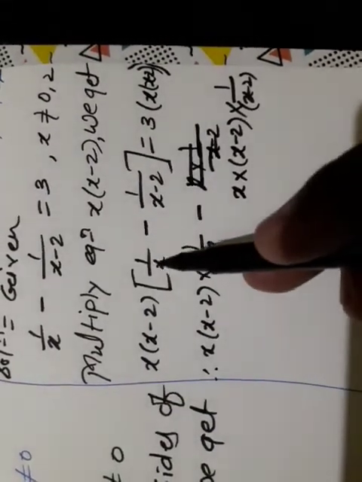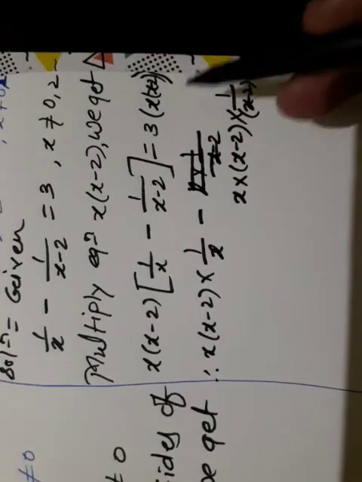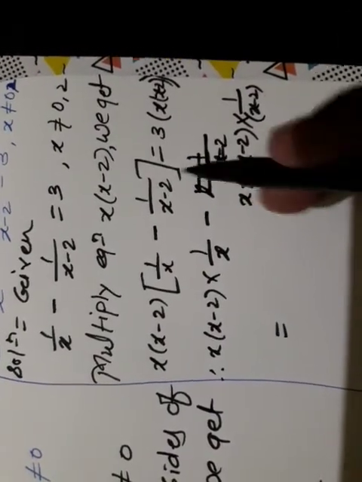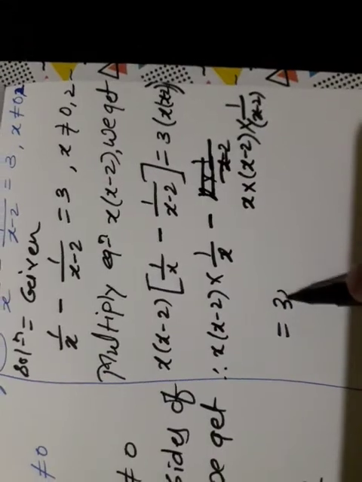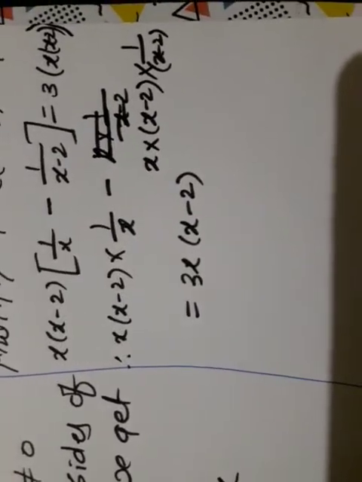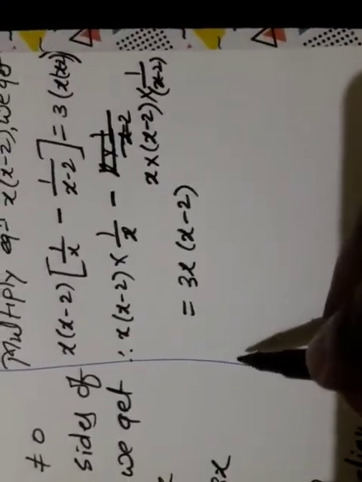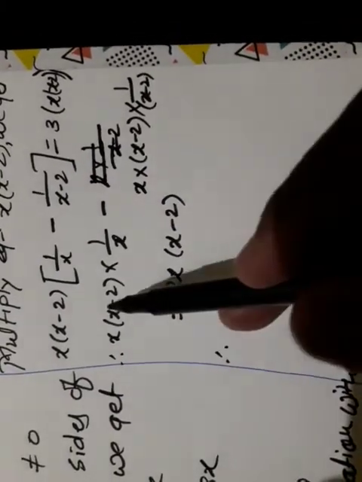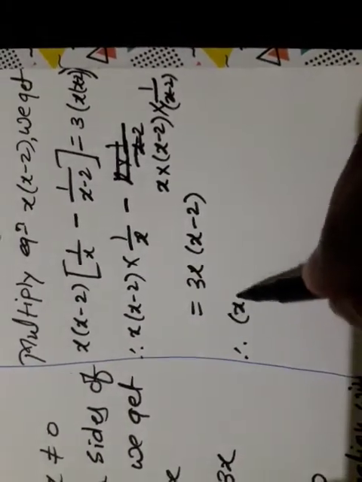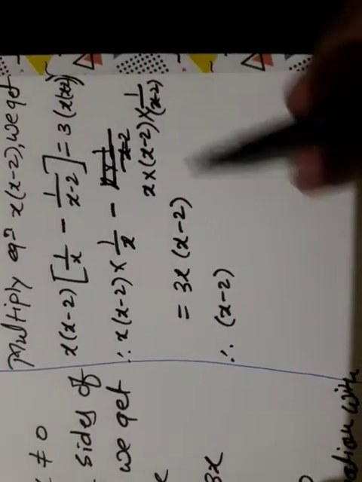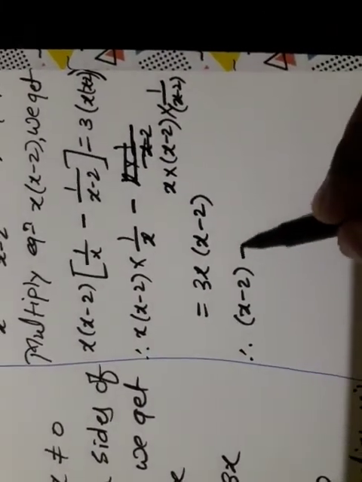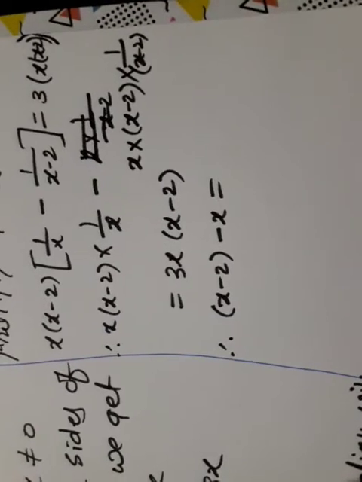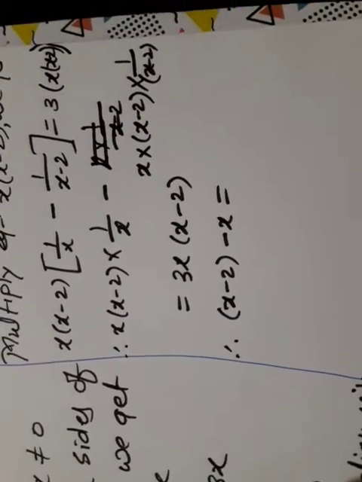Look here, you will come to know that I have multiplied this x into x minus 2 first to this term, then to this one, is equal to, I will write here, 3 into x, 3x in the bracket x minus 2. Next, here x will get cancelled, then x minus 2 into 1 means only x minus 2. Here x minus 2 will get cancelled, means x into 1, minus x, is equal to, here we have to multiply 3x into x minus 2.